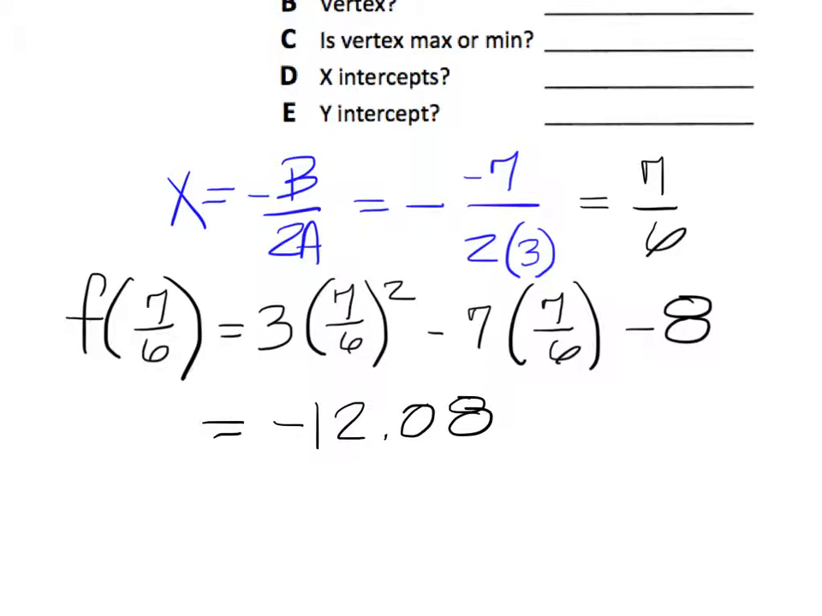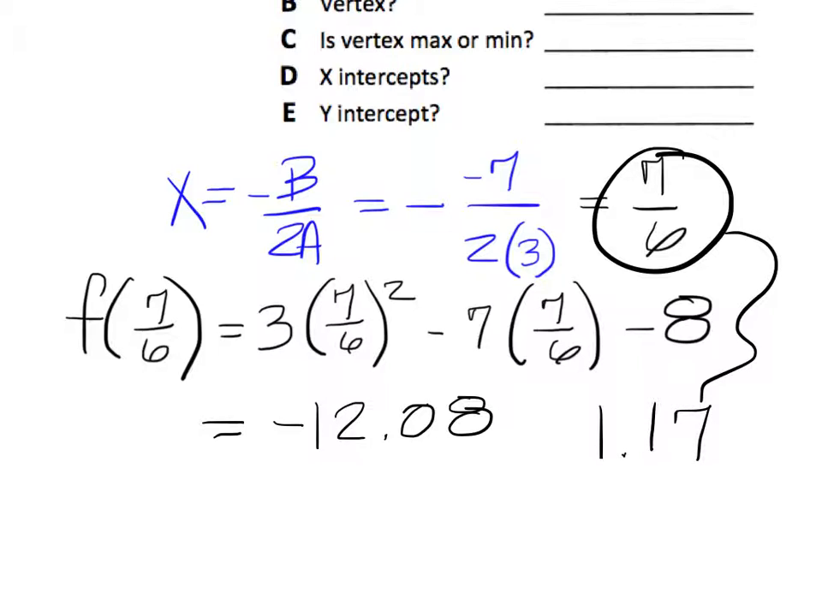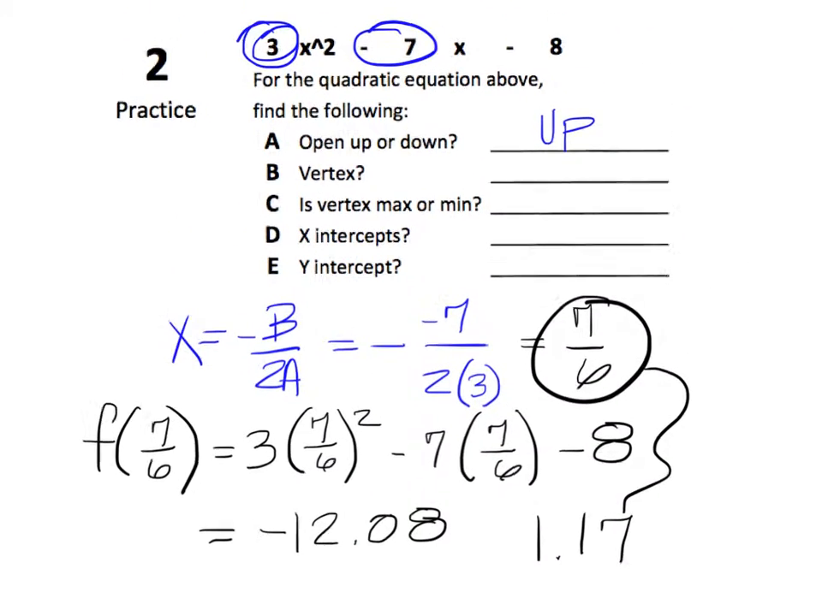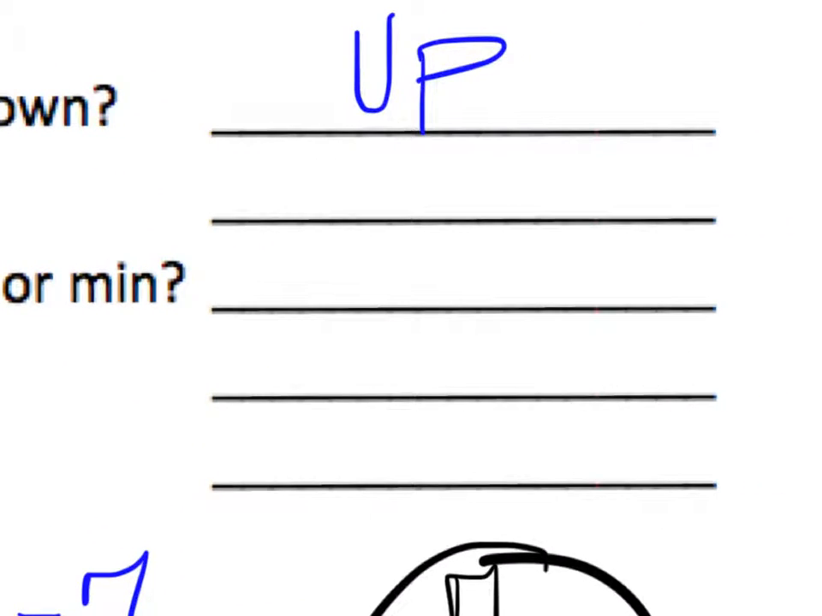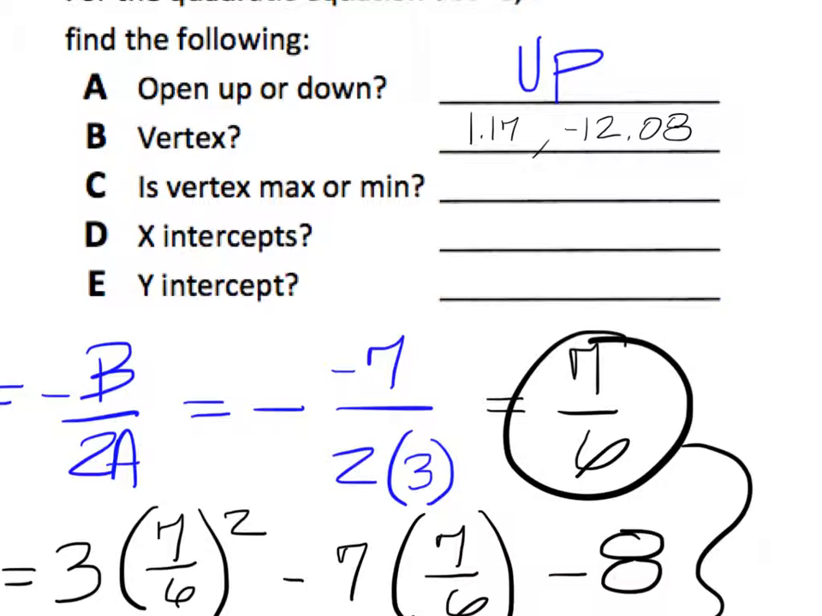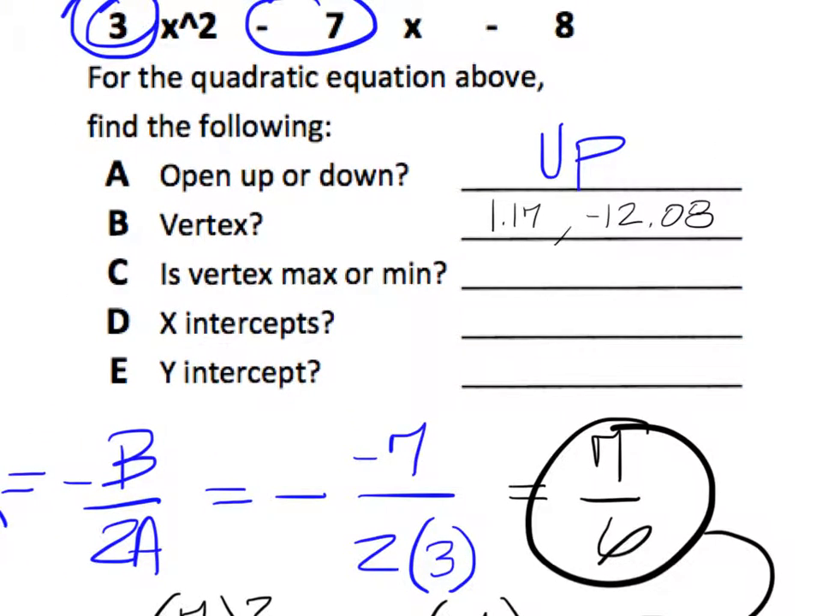You should come up with negative 12.08. 7 over 6. Now you can make that into the 1.17, rounded to the nearest two places. So 1.17 is the x value, and the y value is negative 12.08. The vertex is going to be a minimum because the a value is positive.